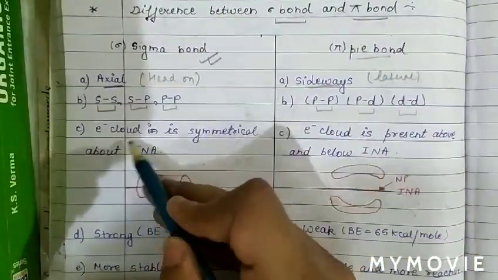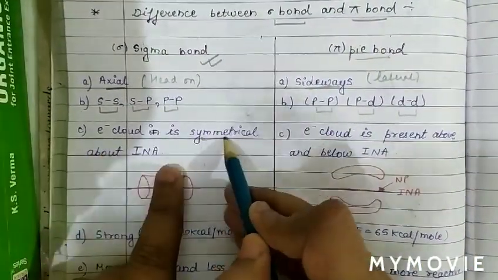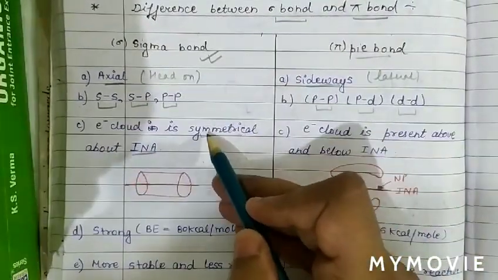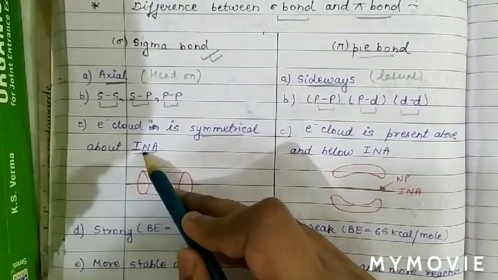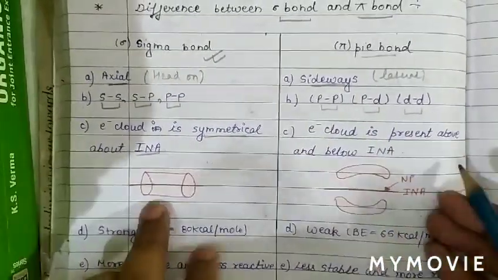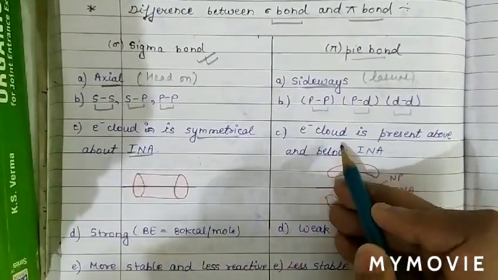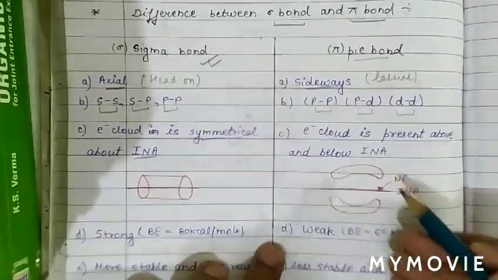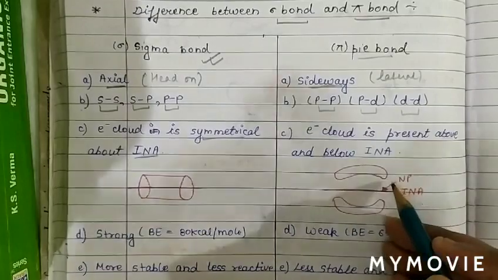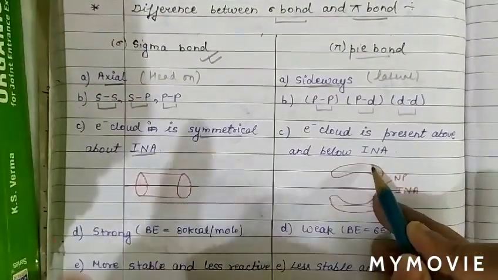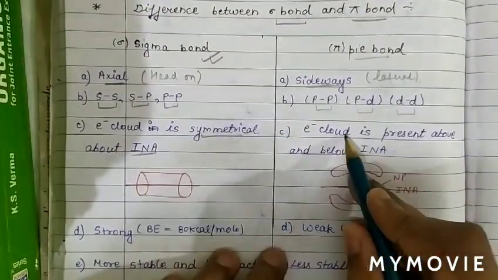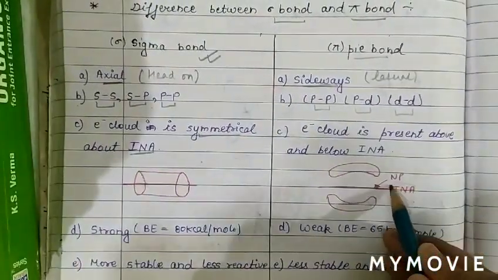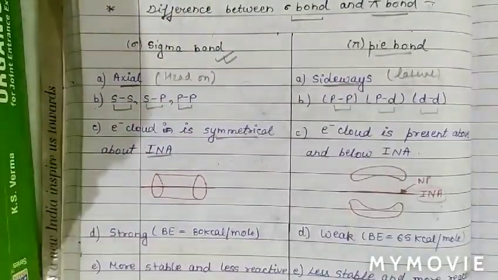See, in a sigma bond, the electron cloud is symmetrical about the INA, like this. While we know the electron cloud is present above and below the INA in a pi bond. So the formation of a pi bond is basically above the INA and below the INA. Therefore the electron cloud is present above and below the INA, and the INA behaves as a nodal plane.